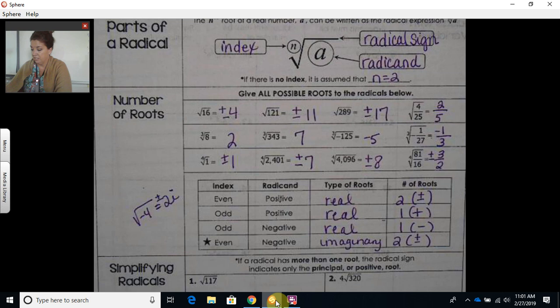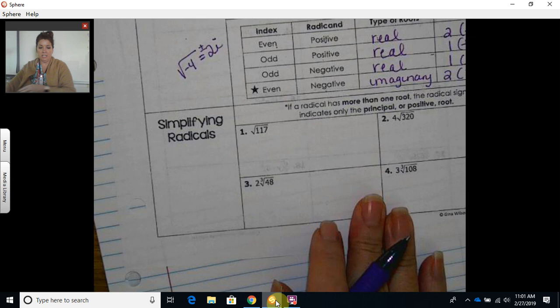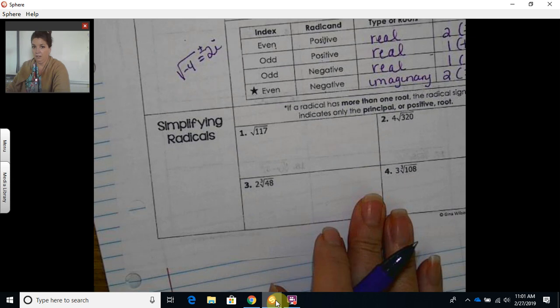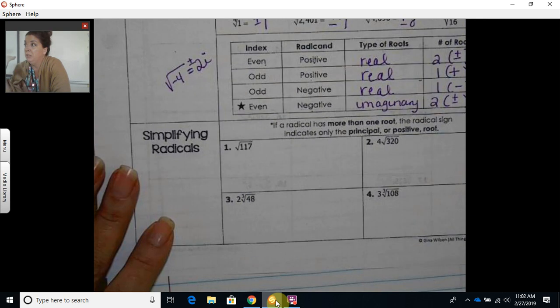Okay, square root of 117. Sorry, viewers at home. Is 117 a perfect square? No. Okay, so however you learn to simplify radicals may be different than I teach it. People do it different ways. Me personally, I use a factor tree, okay? If you can think of perfect square factors in 117 and you don't need a factor tree, cool. But the bigger the number, the more convenient to me a factor tree is.